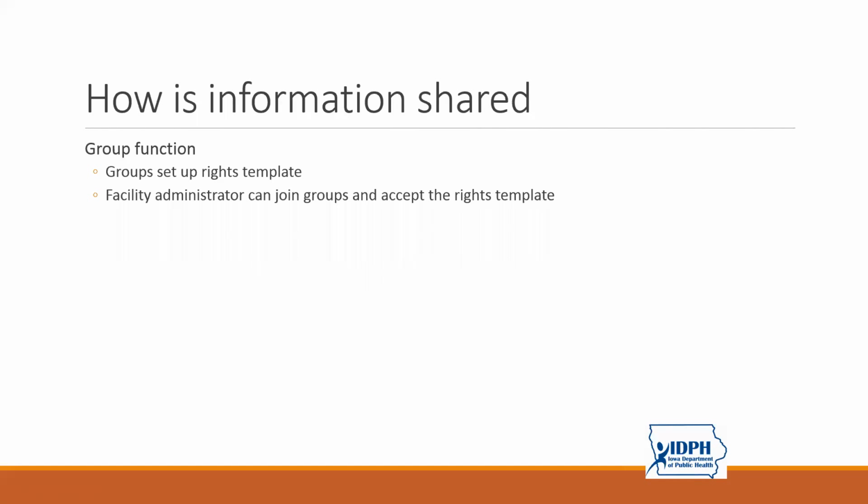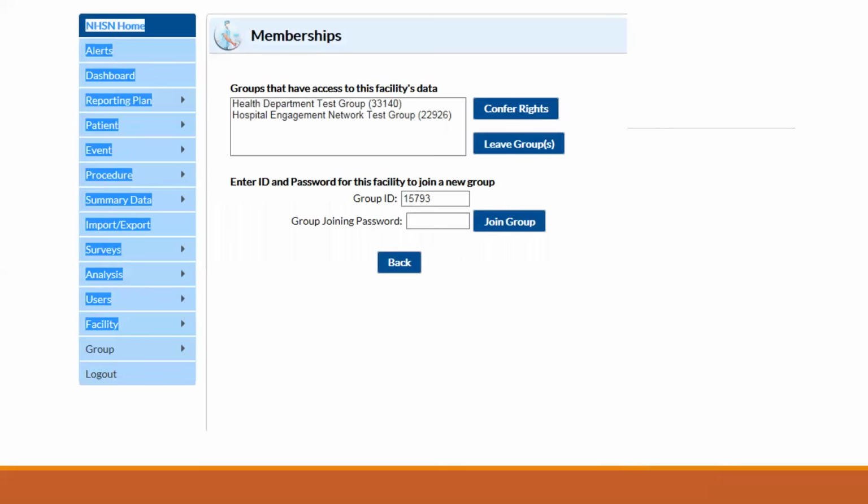Only the facility administrator can join groups and accept the rights template. So if there are any of you that aren't a part of the IDPH group or the IHC group, this is your opportunity to do that. I put my group ID in there. You would also need the group password, but when I tried to type that in, it went in as coded, so it wasn't going to be helpful, but it's IDPH-HAI, with a lowercase L, for the IDPH group. So you would just go in, type in the group ID, type in the password, and join the group, and then confer rights. And you can see what types of things we ask for when you're in that confer rights template.